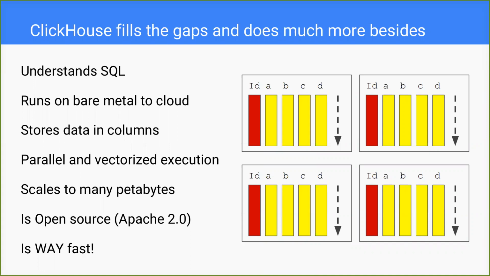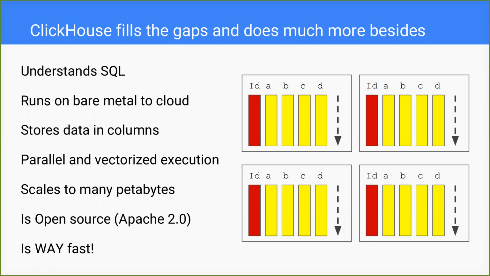Parallel in the sense that within a single host, we use all cores and all hardware threads on those cores. And then across hosts, we have the ability to parallelize the processing very efficiently. Vectorized means that we're focused on processing things in vectors that can take advantage of SIMD instructions, that's single instruction, multiple data. And these can lead to enormous efficiency gains. It scales to many petabytes. It's open source, so no licensing problems, and it's way fast.